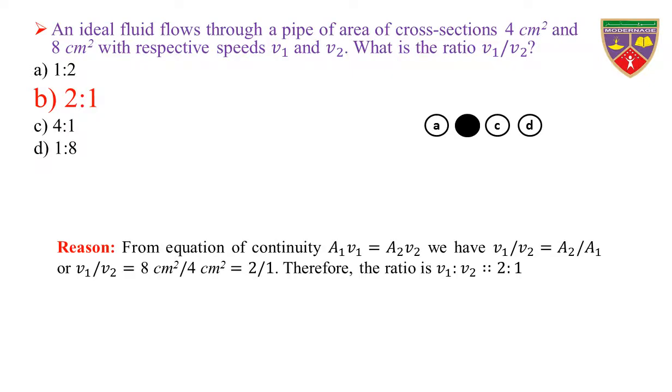Reason: from the equation of continuity A1 V1 is equal to A2 V2, we have V1 divided by V2 is equal to A2 divided by A1, or V1 divided by V2 is equal to 8 square centimeter divided by 4 square centimeter, which is equal to 2 by 1. Therefore, the ratio V1 to V2 is equal to 2 to 1. Hence, the ratio of speeds is 2 to 1.